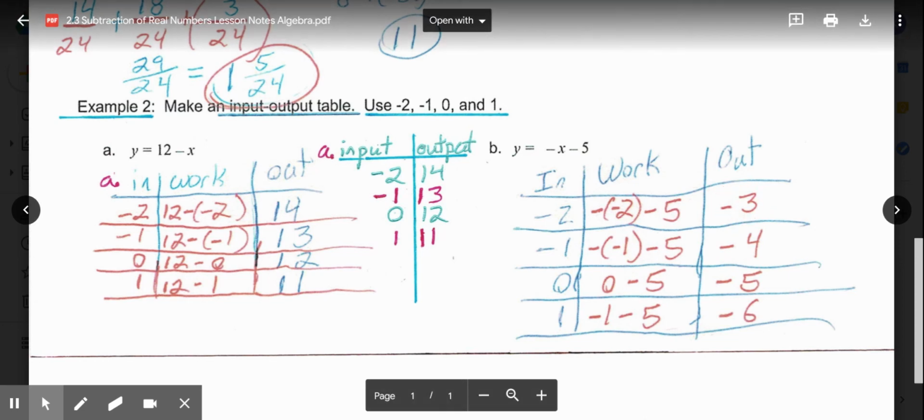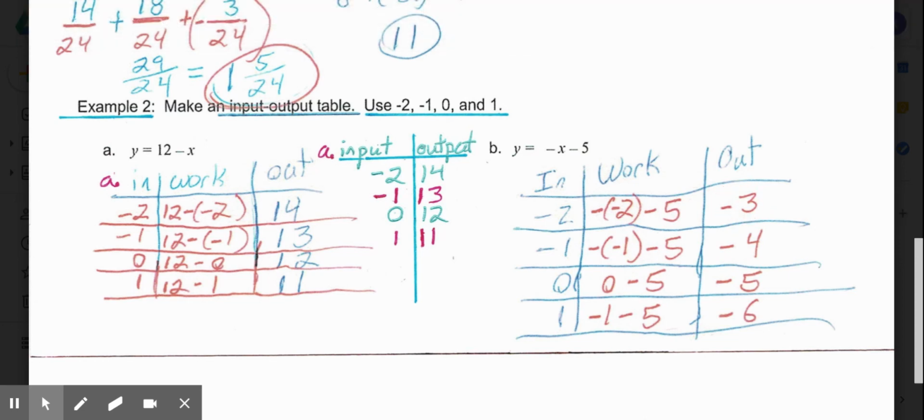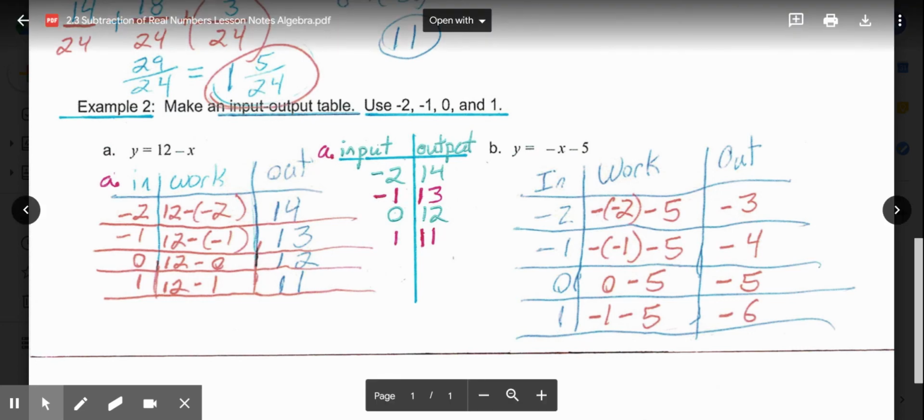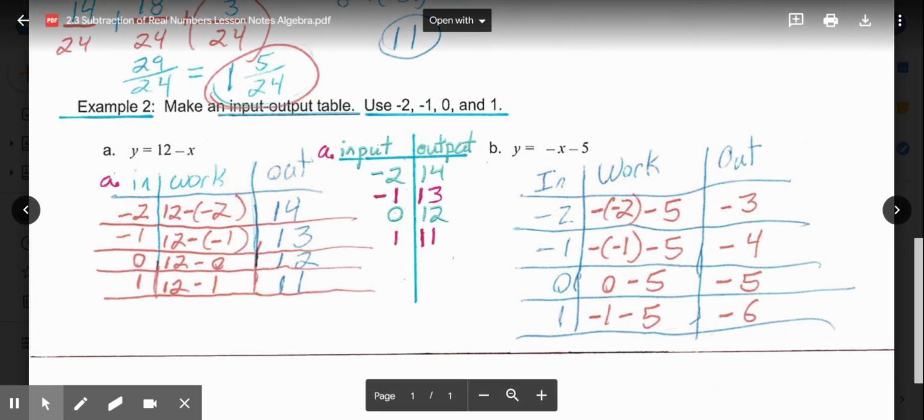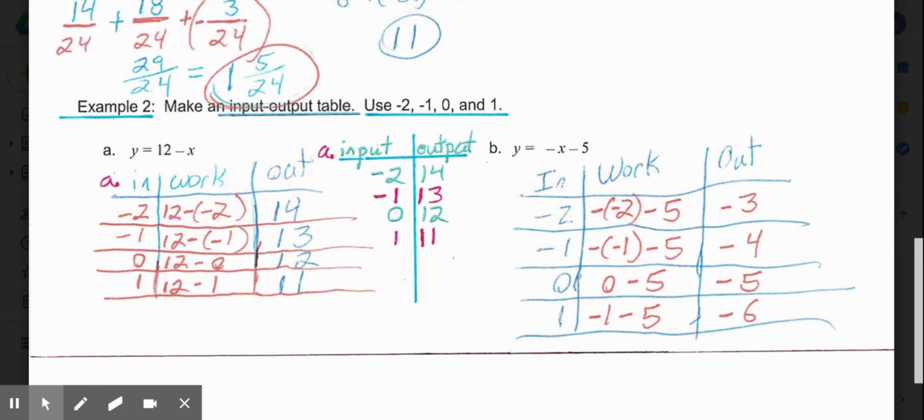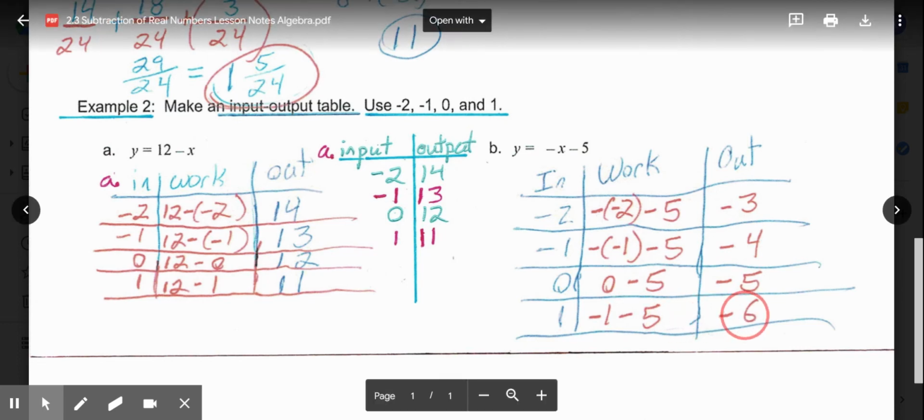When we put in a -1, the opposite of -1 minus 5, so 1 minus 5, or 1 plus a -5, gives us a -4. Put in a 0, the opposite of 0 is still 0, so 0 minus 5, or 0 plus a -5, gives us the output of -5. And then with our input of 1, the opposite of 1 is a -1. So -1 minus 5, or -1 plus a -5, gives us our output of -6.